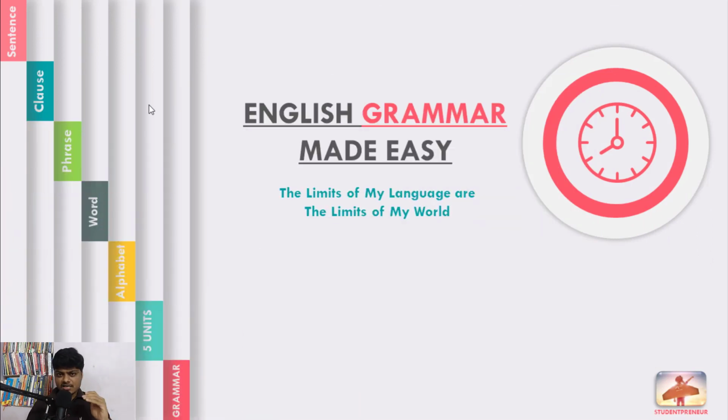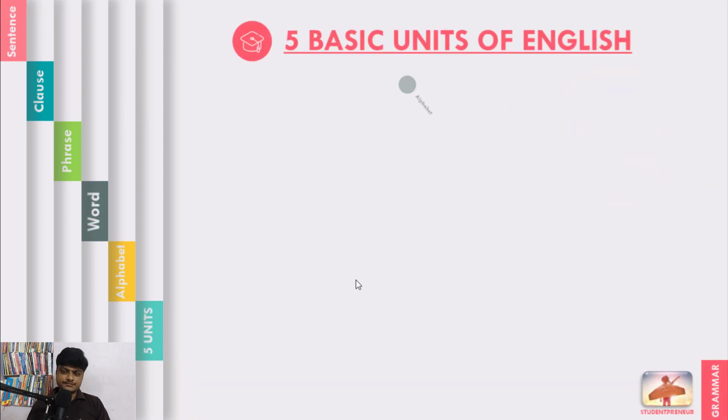When you limit yourself in learning English grammar, you are limiting yourself in your academics, in your job interviews, in some of the competitive exams, and in some of the exams that help you to grow and move to foreign countries. So let's learn English grammar and become limitless. The first topic we are going to learn is the 5 basic units of English.